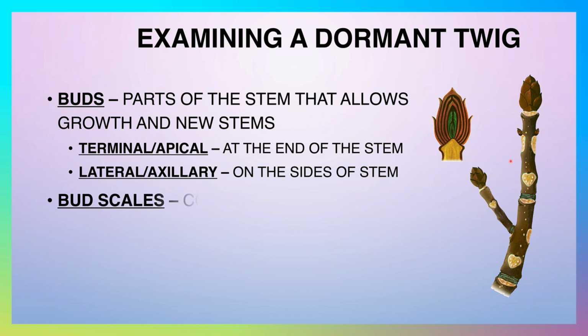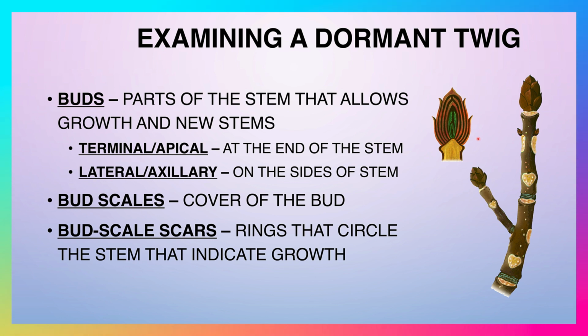And over the bud are the bud scales, which are shown here. And then you also see what's known as bud scale scars. These are rings that circle the stem and indicate growth. Here's an example of a bud scale scar here, and another example here.